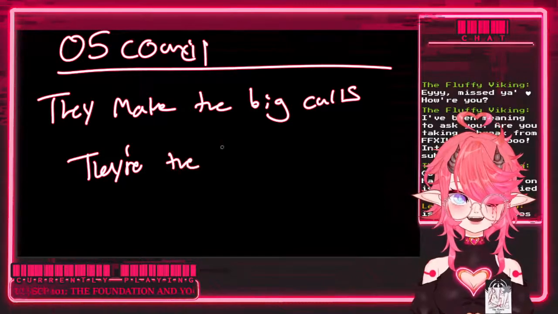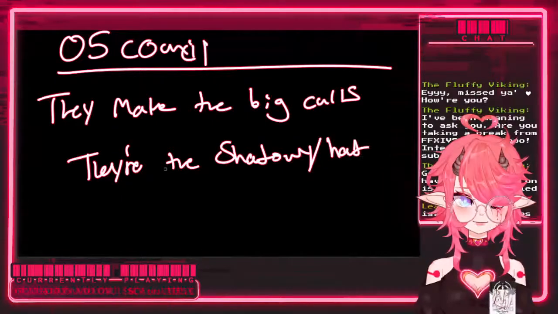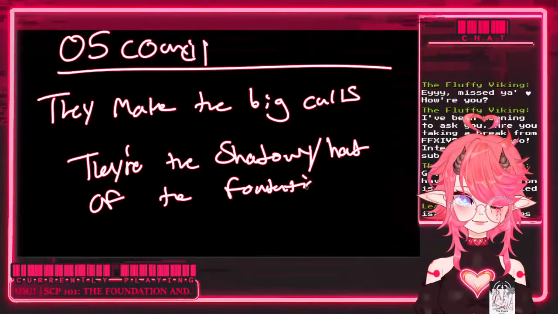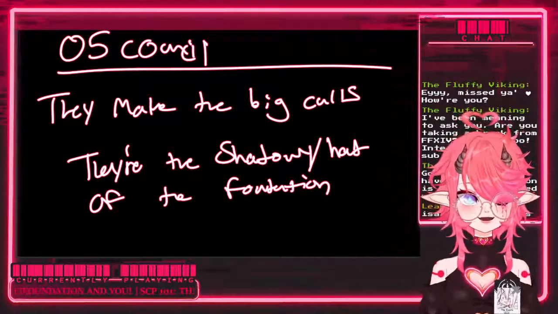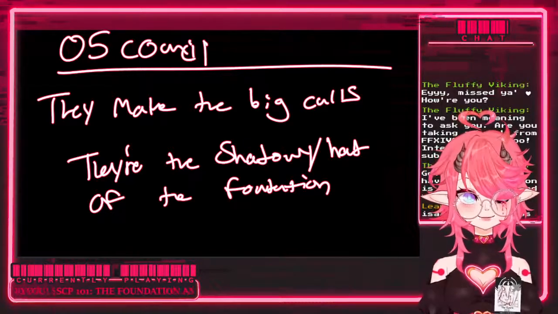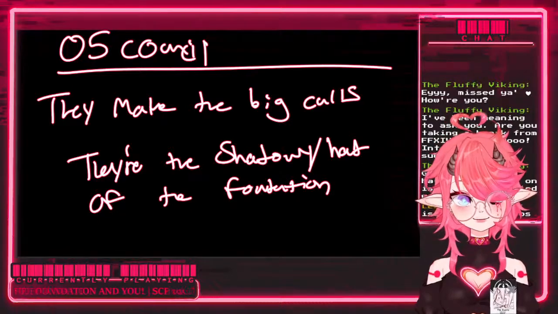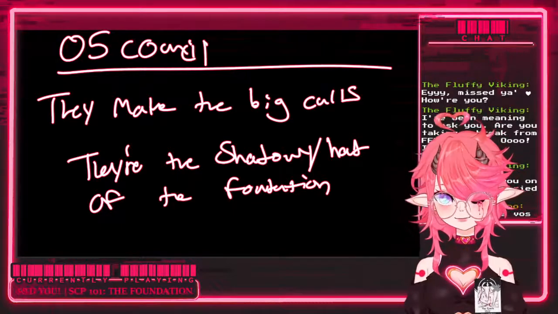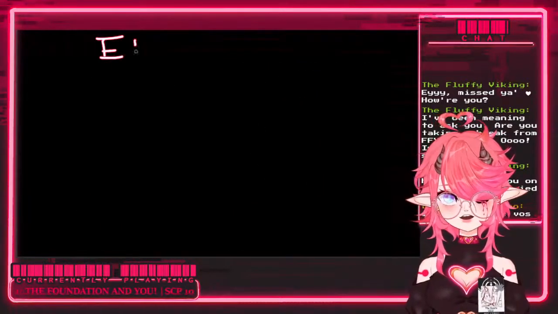They're the shadowy head. What little we know about them is just how they operate generally. There's not a whole lot of information out there on the O5 Council as a whole. But the one balancing force to keep the O5 Council from doing anything and everything at once is the Ethics Committee.